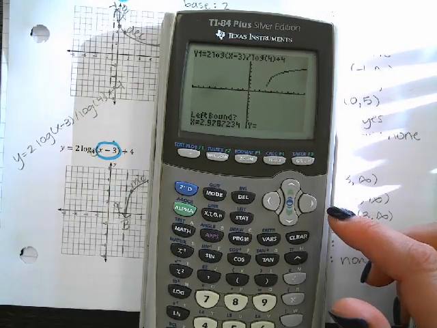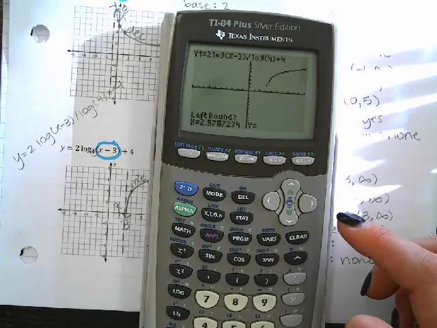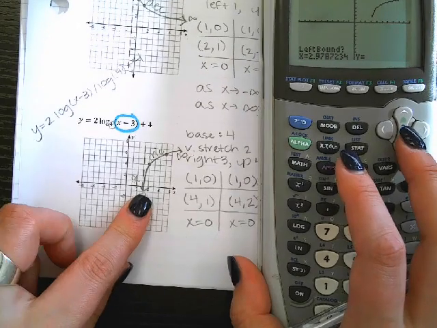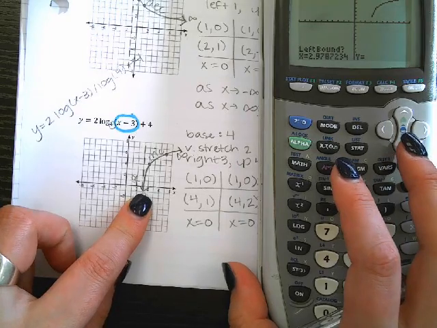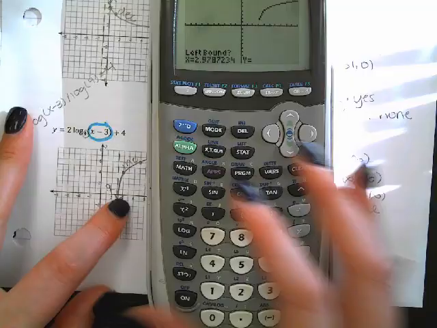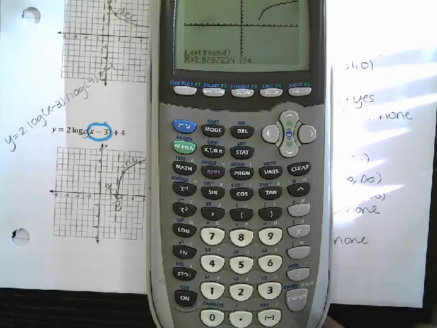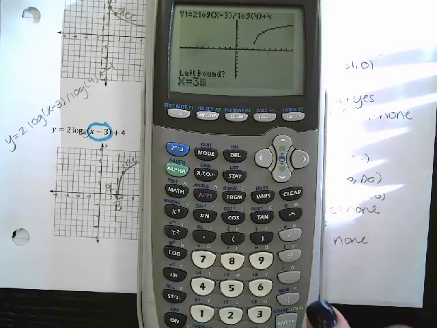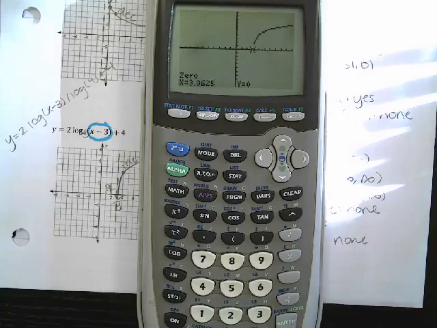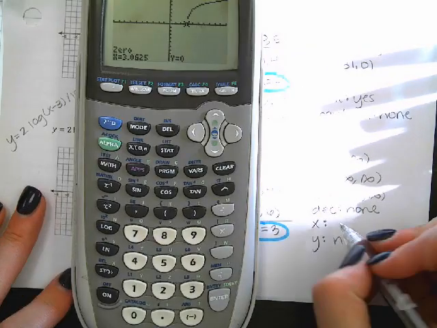So if you're going to do it that way, you actually have to type in your left bound and right bound. So I can see that it really is there. There is an x-intercept there, and I know that it's between the vertical asymptote and the number 4. So I could just type 3 for my left bound, type 4 for my right bound, and the calculator will find it for me.